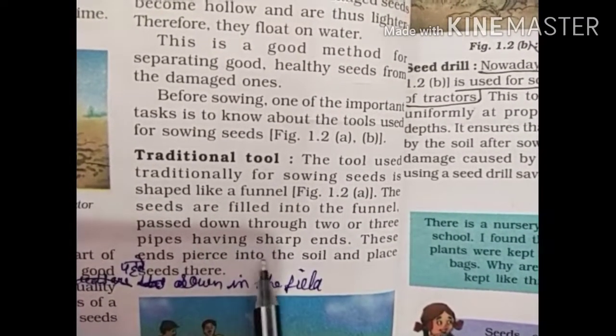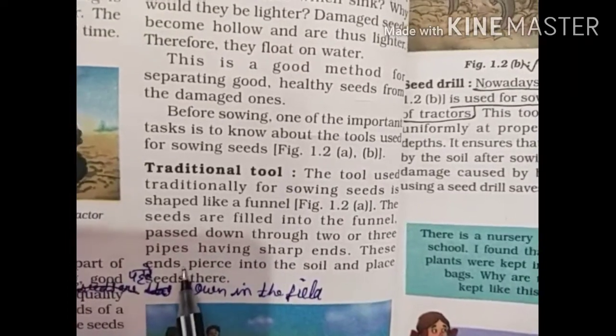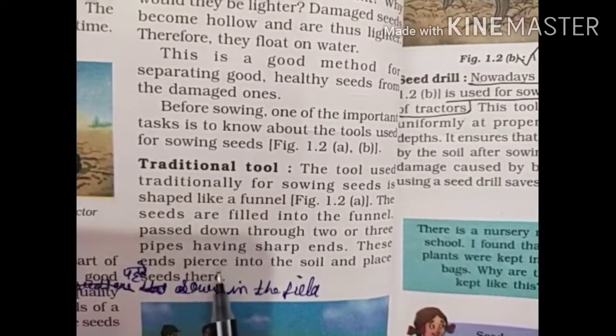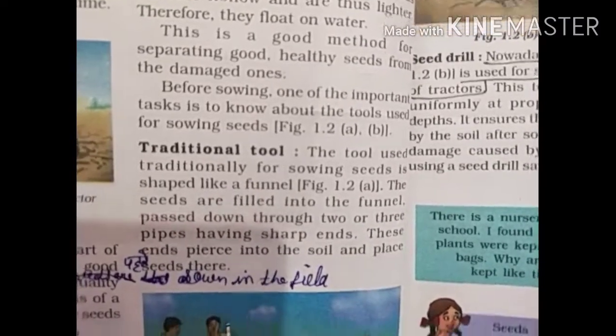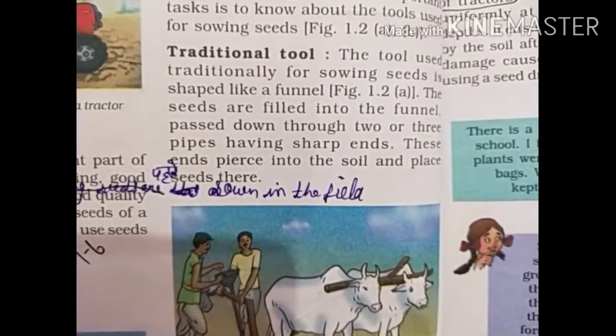The seeds are filled into the funnel and passed down through 2 or 3 pipes having sharp ends. These ends pierce, pierce means go deeper inside the soil, and place seeds there. You can see the funnel which has a long pipe.